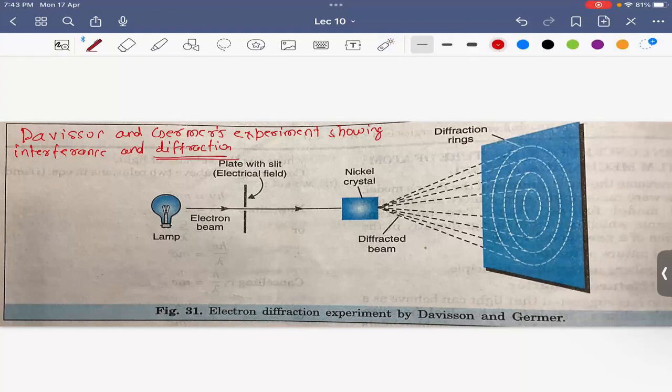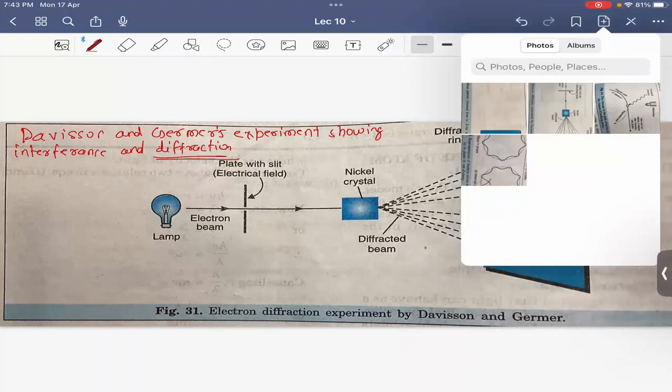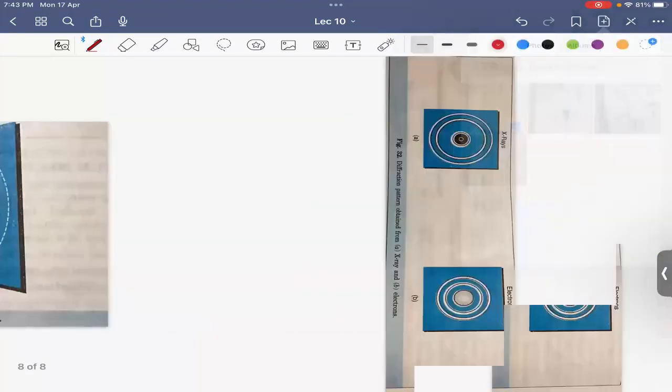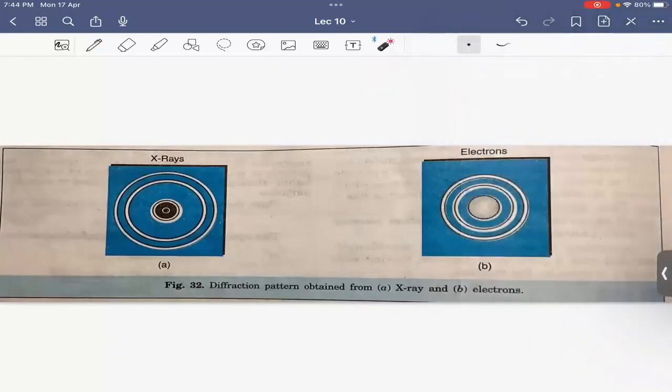This diffraction pattern of electrons by crystals was similar to that observed for the X-rays, right? So what was observed for the X-rays? The pattern which was observed for X-rays was this, and a similar pattern was observed for the electrons. This is the diffraction pattern of X-rays, and this is the diffraction pattern of electrons. The similarity of these two patterns indicates that the electrons behave like X-rays, right?